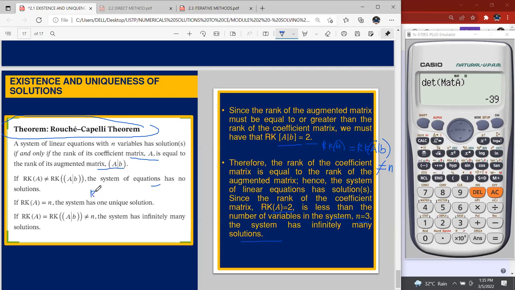And if the rank of A is equal to the rank of augmented matrix B and also equal to the number of variables, the system has one unique solution. So, mao na itong pangitaon. And masolve na nato ang value ni x, y, and z. And ang way sa pag-solve anay is i-discuss na ito later.